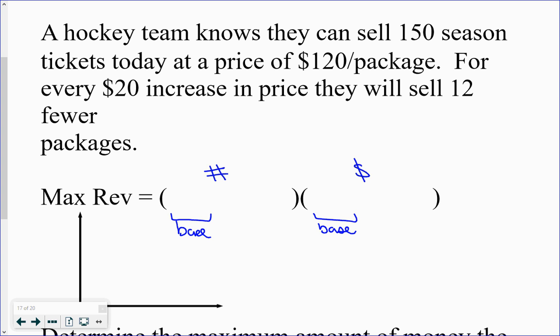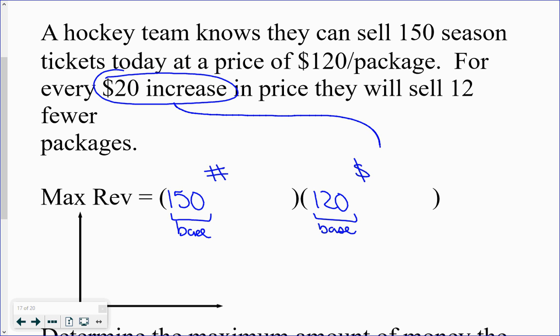So each bracket starts with the base number and the base dollar. The base number of tickets was 150 and the base price was $120. Now the next part says $20 increase, so into the dollars bracket, we're going to show plus 20. And then it says sells 12 fewer packages, so that will be minus 12.